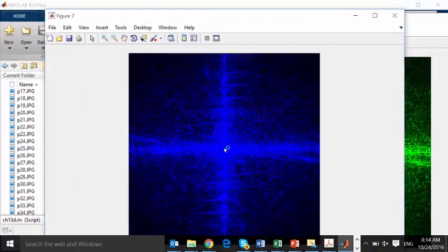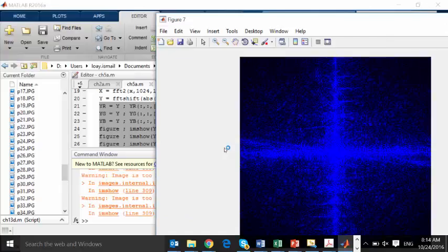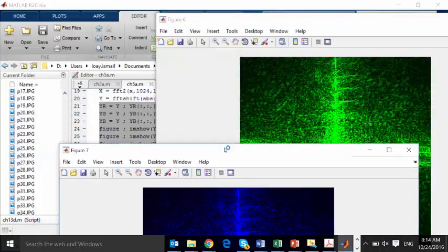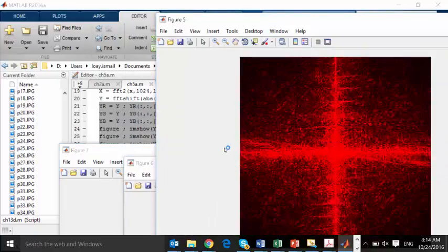So this is the result of the fast Fourier transform for the blue component, or let's say the blue layer. And we have another one for the green, and another one for the red. Are they identical? No, they are not identical all the time.